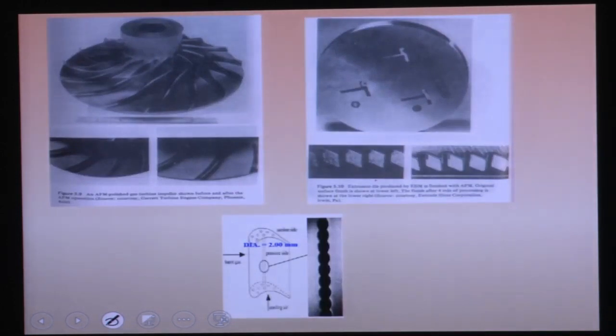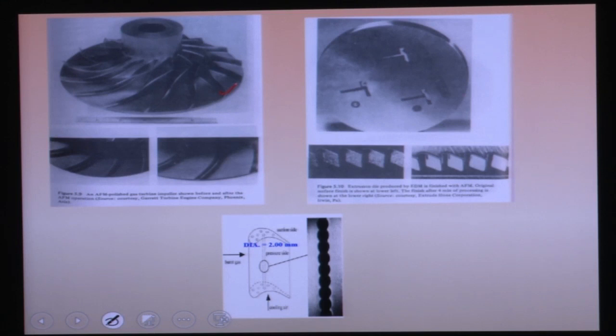Now come to the application parts. You can see these kinds of turbine blades can be polished, because after machining these turbine blades, you will see different kinds of burrs are there, because different kinds of machining processes are used. You can also see the non-uniform polishing. So after machining by other processes, you can do the polishing operation by the abrasive flow finishing process. This kind of complex shape can be polished by the AFM process.